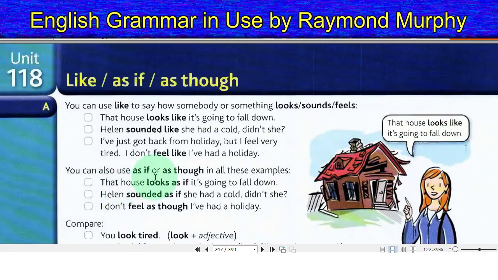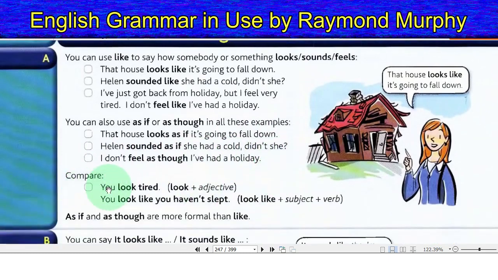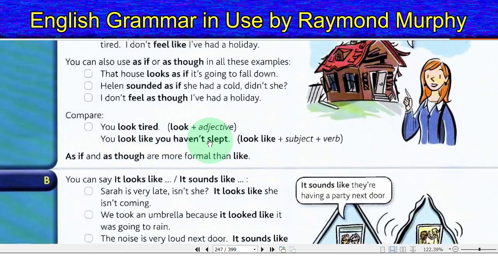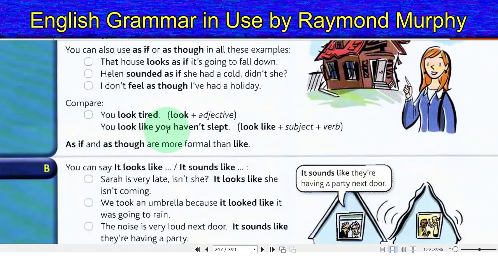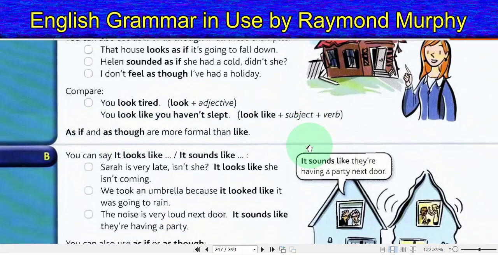You can also use as if or as though in all these examples. That house looks as if it is going to fall down. Helen sounded as if she had a cold, did not she? I do not feel as though I have had a holiday. Compare. You look tired, look plus adjective. You look like you have not slept, look like plus subject plus verb. As if and as though are more formal than like.